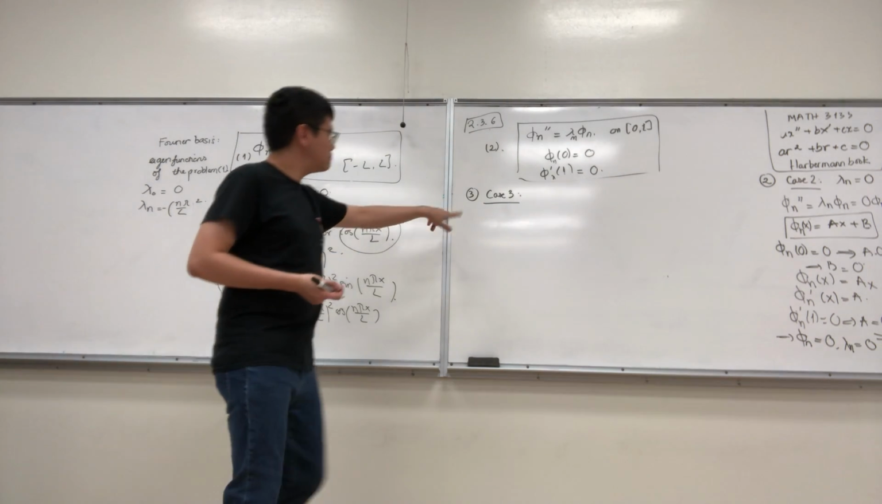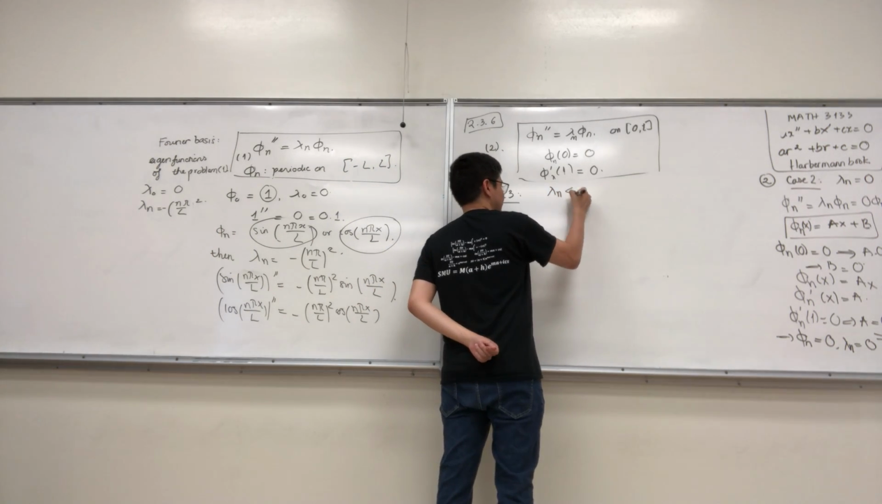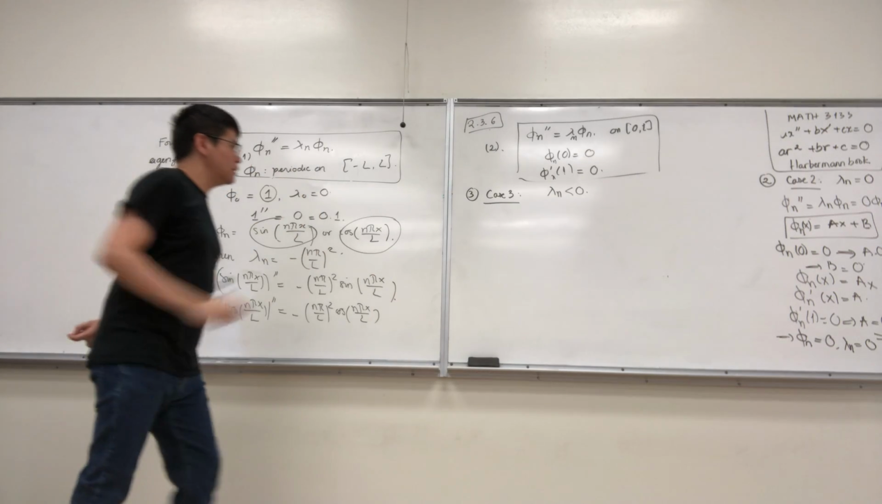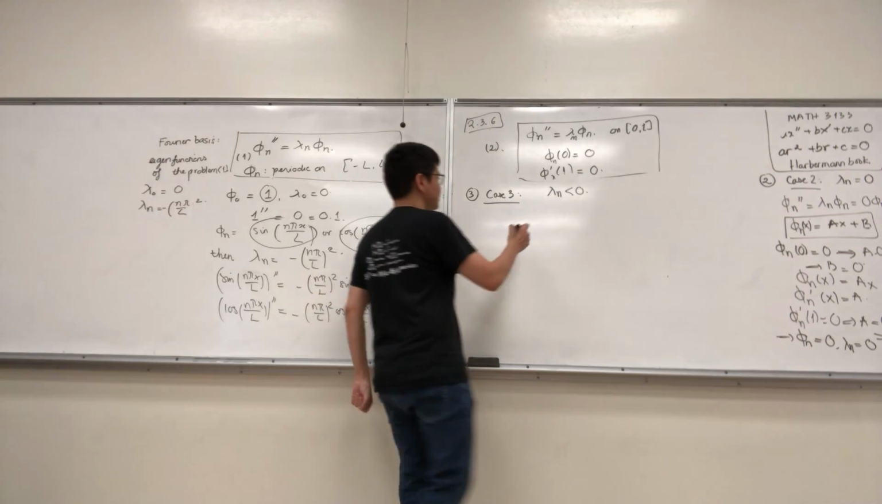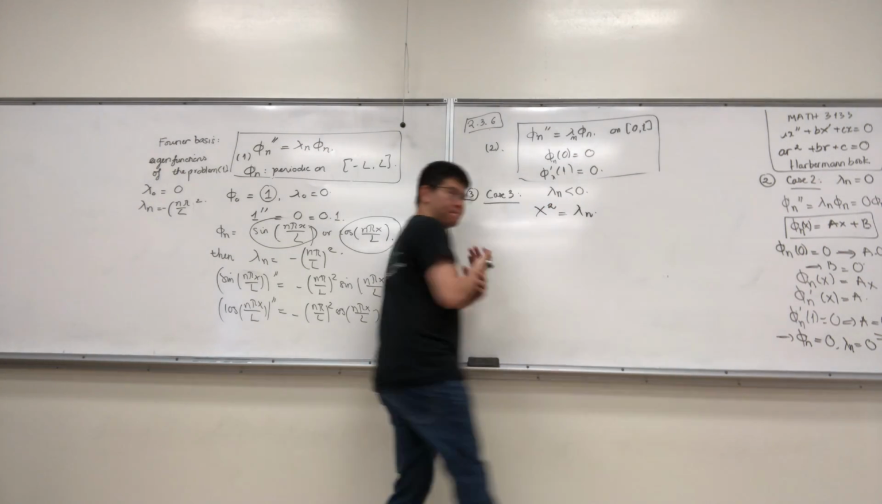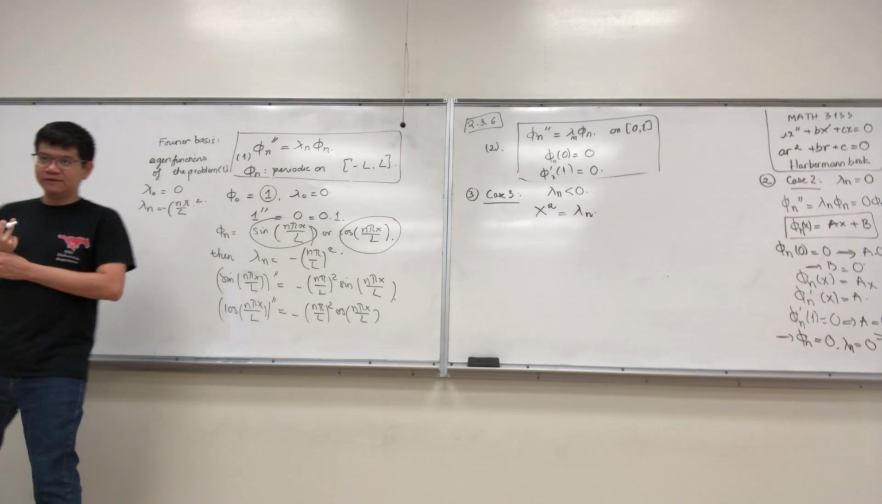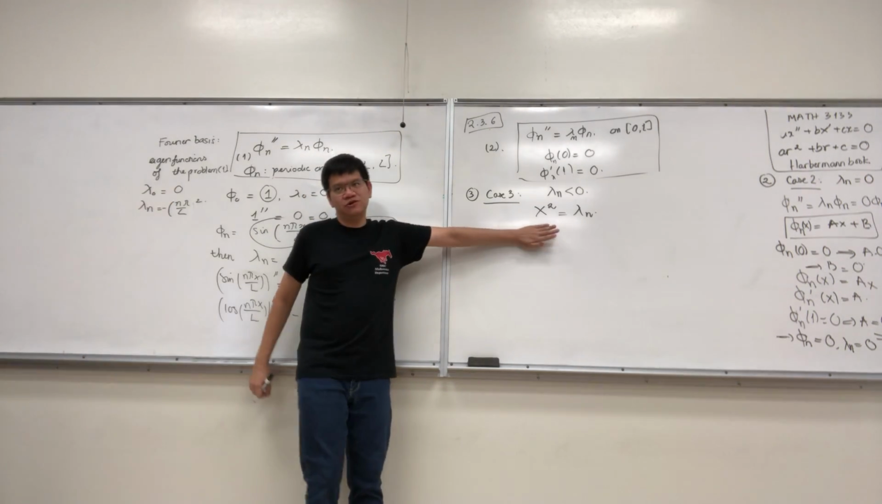Right. So case number 3, you're gonna have lambda is negative. In this case, you have x squared is lambda n, right? So what are the two roots of this equation?